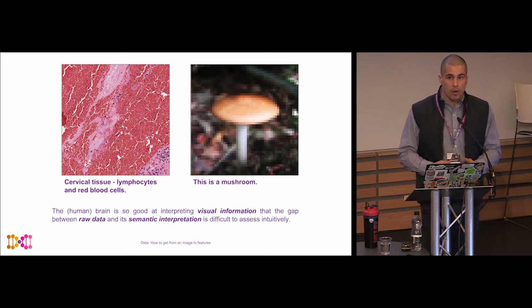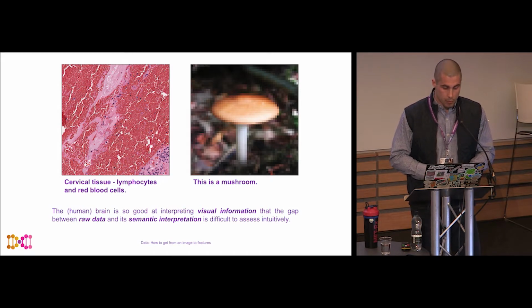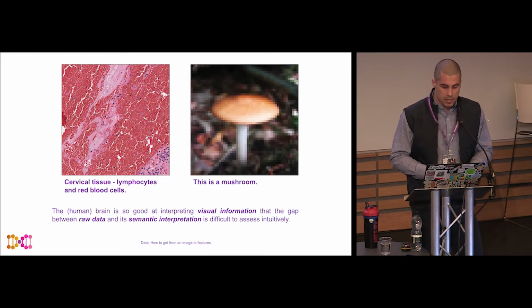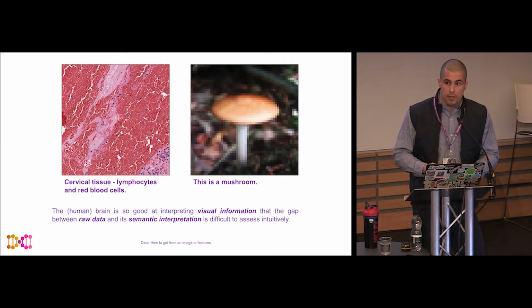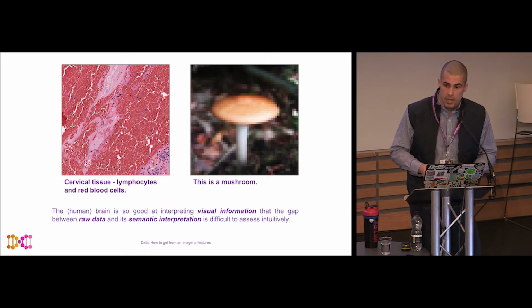So for a machine learning model, it doesn't really make much difference between the image on the left and the image on the right. However, for a human it does. For example, when a pathologist looks at the image on the left, you straight away recognize that there are red blood cells and lymphocytes there, and given the knowledge you already have about the task, the problem, and the image, you straight away derive some sort of semantic interpretation of what you see. The same applies to the mushroom on the right.